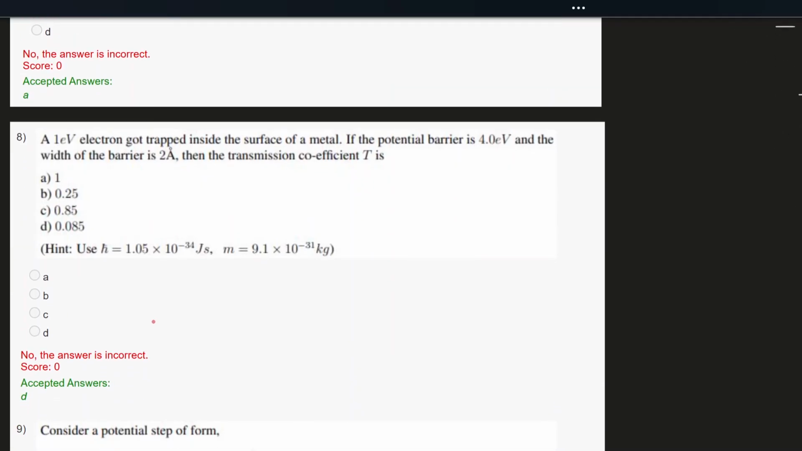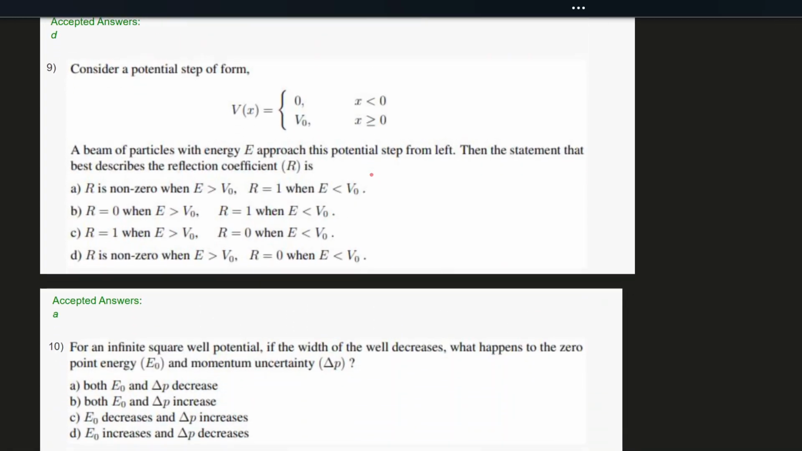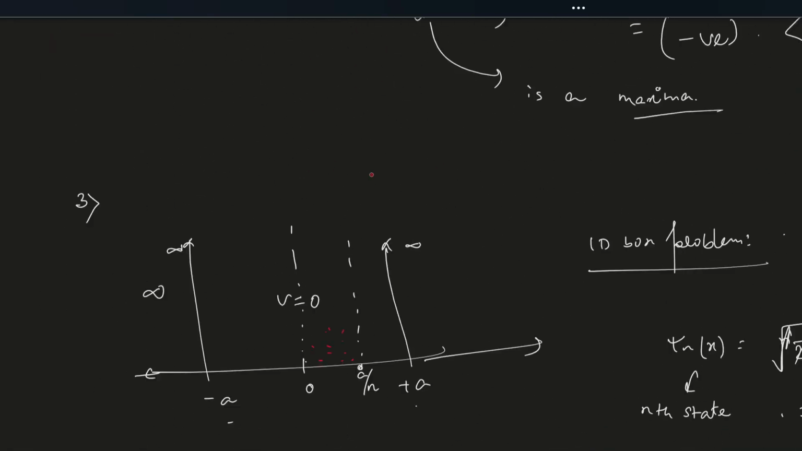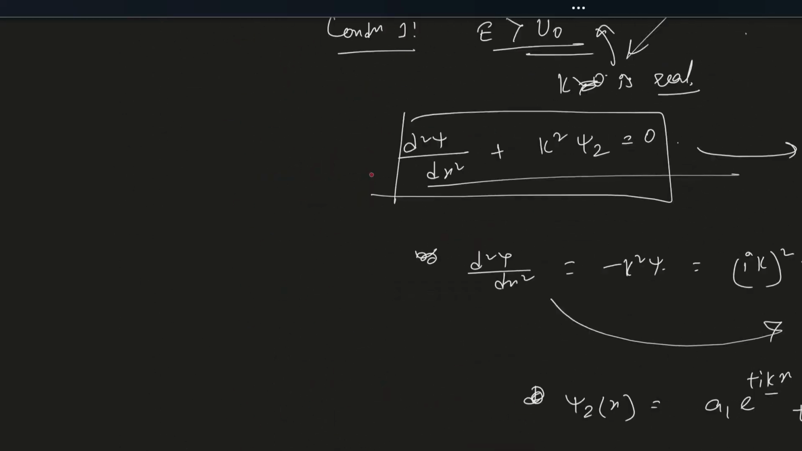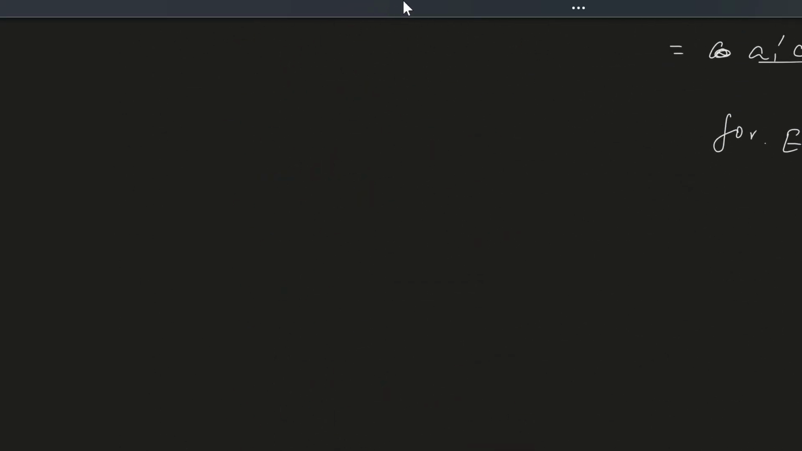Okay, now question number 8: an electron of 1 electron volt got trapped inside the surface of a metal. If the potential barrier is 4 electron volt and the width of the barrier is 2 angstrom, then the transmission coefficient T is what? Now, I will not solve the entire problem to get to the formula, because this is a very well-known formula and well-known problem of the potential barrier, right? So I'll be directly using that, and you follow the formula from the lecture content.